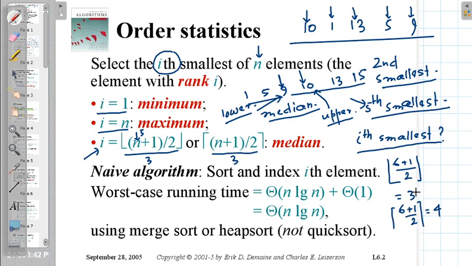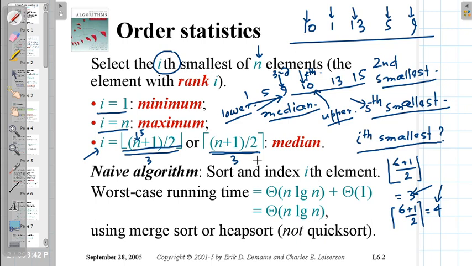So you see, this is the third one and this is the fourth one. As I mentioned, 1, 2, 3, so this is the third one and this is the fourth one. If I define the median this way, then everything is in place. When n is odd, we get only one median. When n is even, we get two medians.